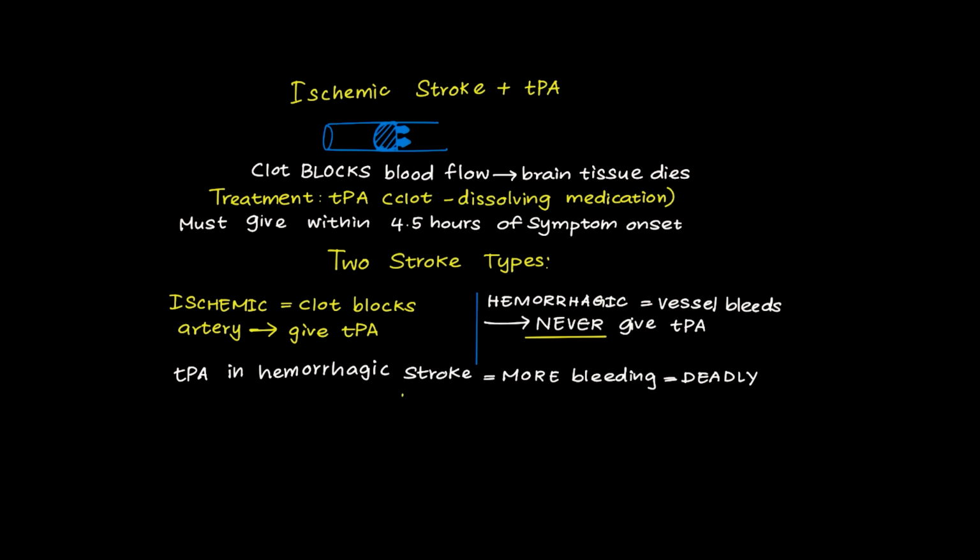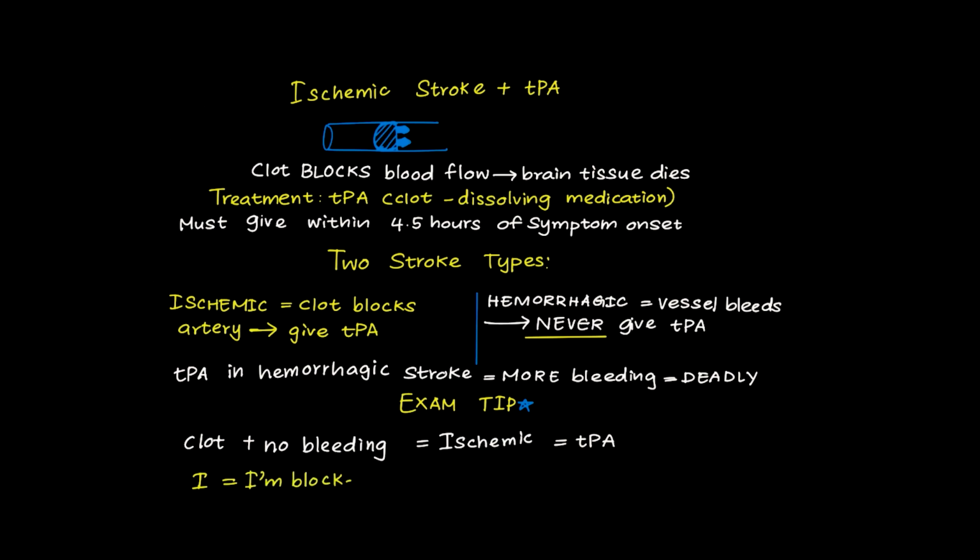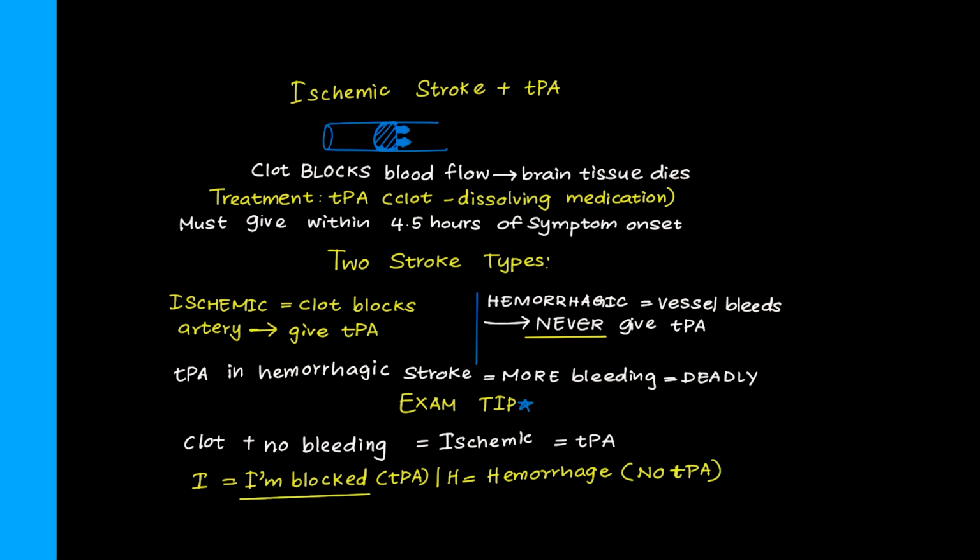Here's a WGU D443 OA exam tip for you. Clot blocking flow plus no bleeding equals ischemic stroke equals TPA. Bleeding in the brain equals hemorrhagic stroke equals never give TPA. Quick recall hook: Ischemic, I is for I'm blocked, equals clot, equals TPA dissolves it. Hemorrhagic, H is for hemorrhage, equals bleeding, equals TPA makes it worse.